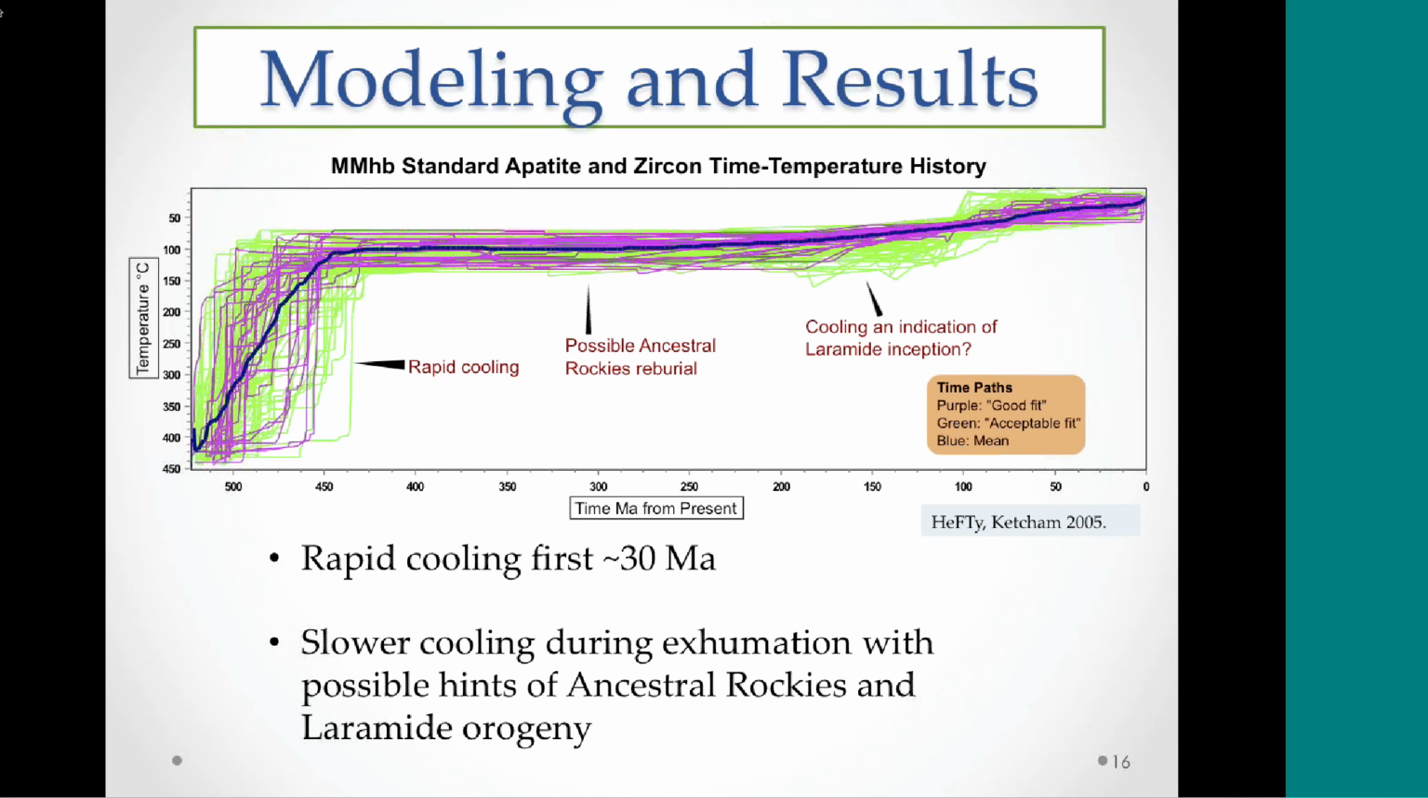I should explain that the green lines are acceptable fits and the magenta lines are good fits, which is how the program correlates all this data to create a time-temperature path. We got very good constraints, and the blue line is the mean of the entire model. So could it be related to the ancestral Rockies? We don't know, but it's interesting to look into further, along with possible Laramide uplift.